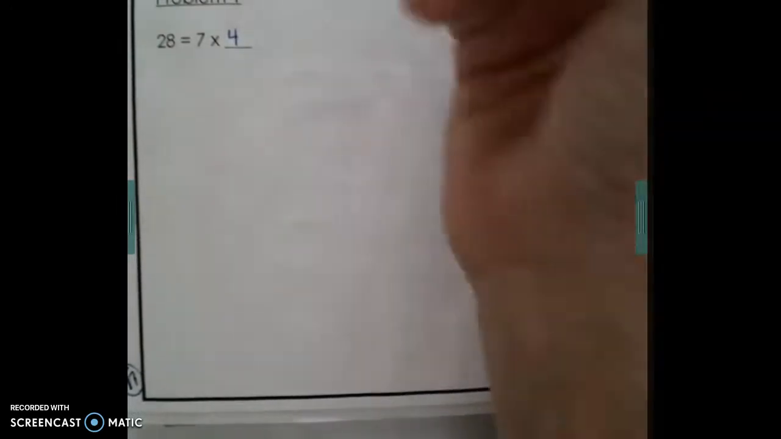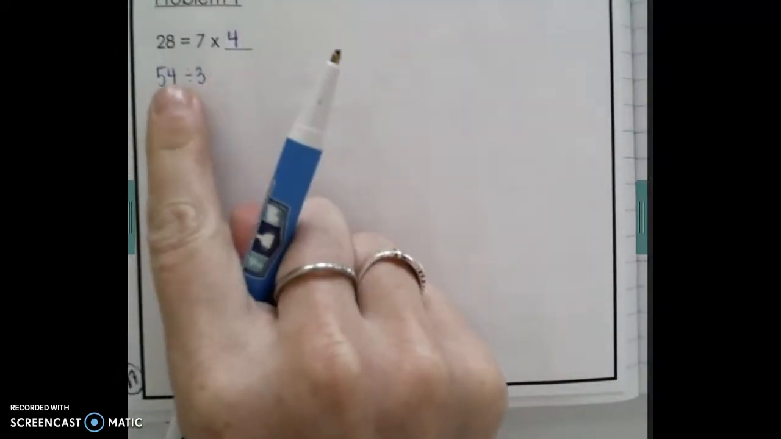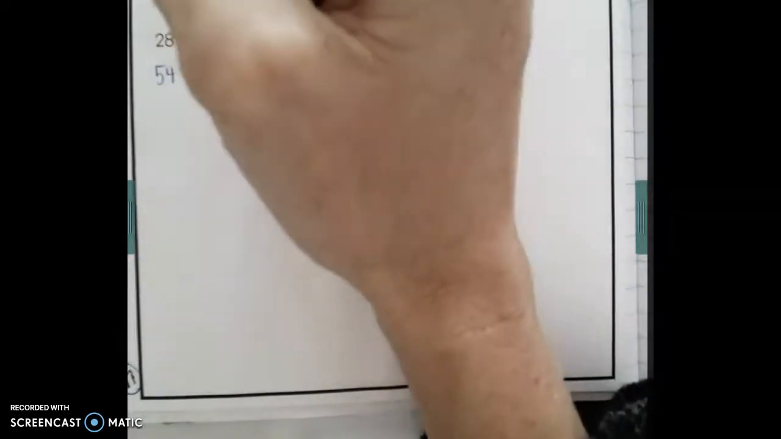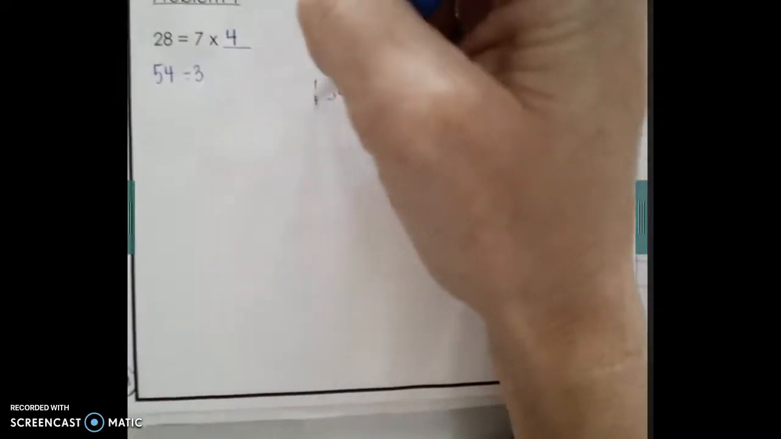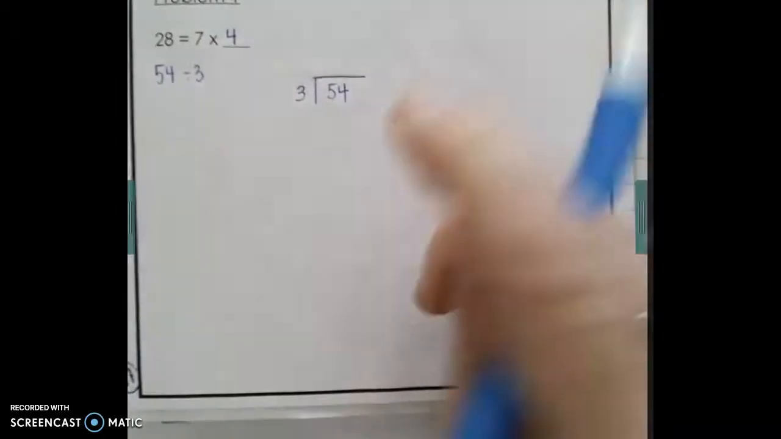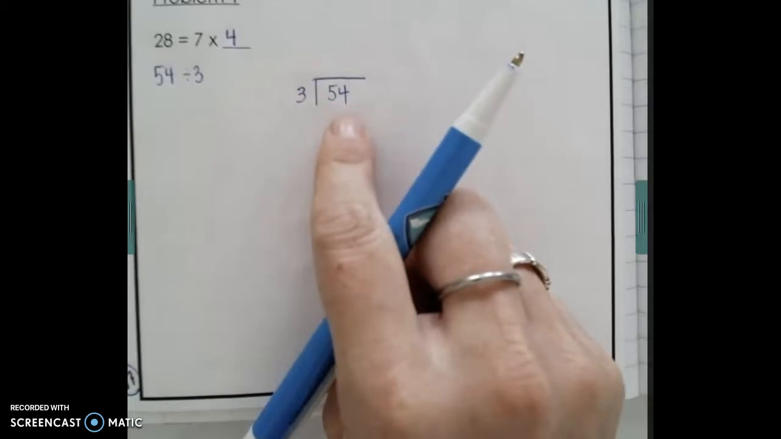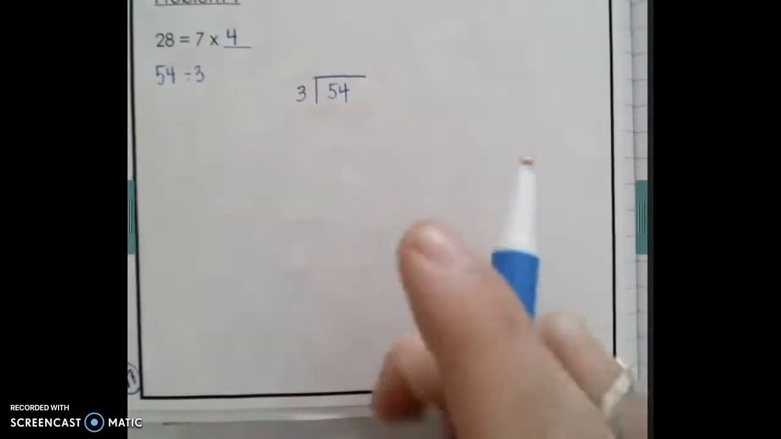So let's say I have a different one. Let's say I'm doing 54 divided by 3, and I want to know if 3 is a factor. One way I can do it is just to do long division and see if 3 fits in here evenly. If I don't get a remainder, then 3 is a factor. If I do get a remainder, then 3 is not a factor.